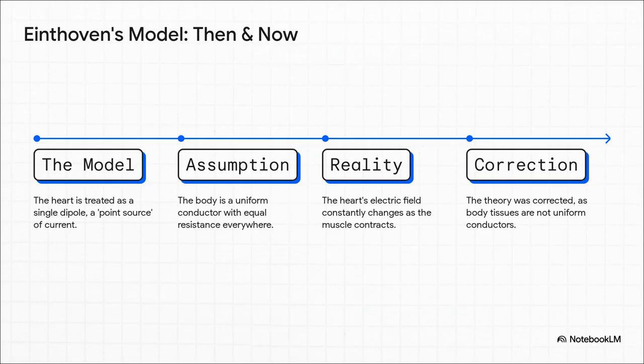Einthoven's big idea was to treat the heart as a single point source of electricity. Now, to make the math work, he had to make an assumption that the whole body conducts electricity perfectly evenly. We know now that's not quite true. Different tissues have different resistance, and of course the heart's electric field is changing all the time as the muscle pumps, so later on, science had to make some corrections. But Einthoven's fundamental idea that you can model the heart's overall activity with one changing vector, that was brilliant. It's still the foundation of how ECGs work today.